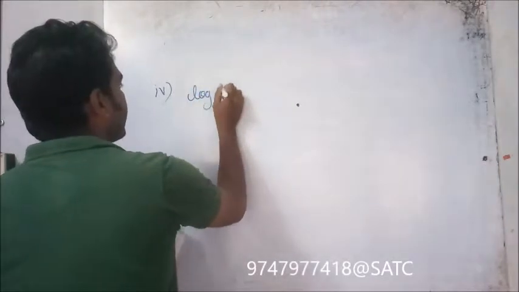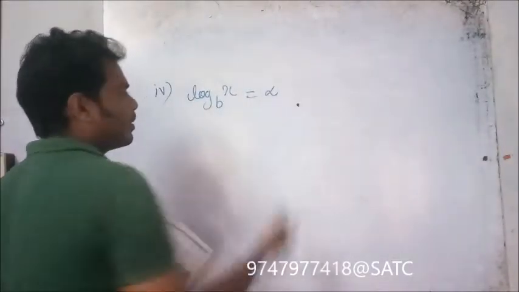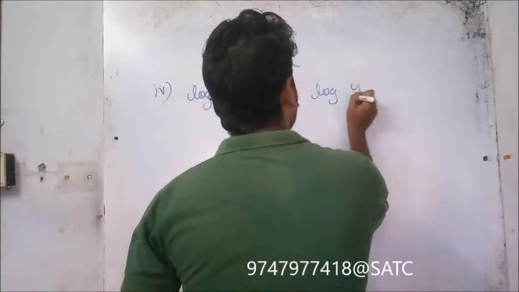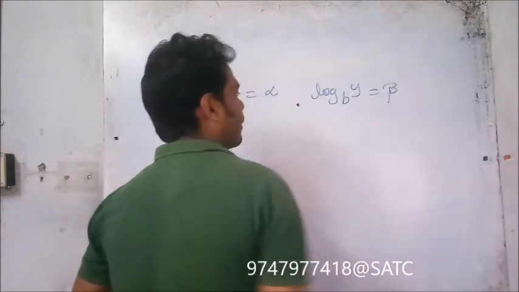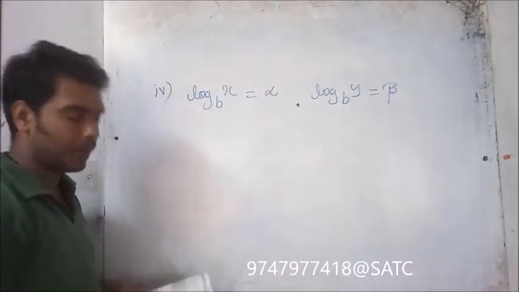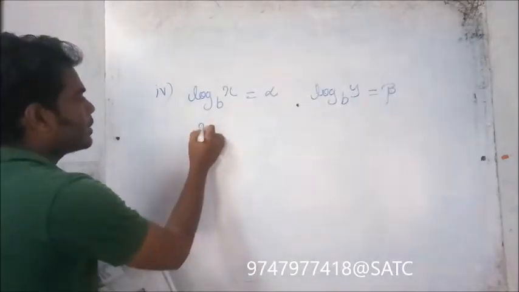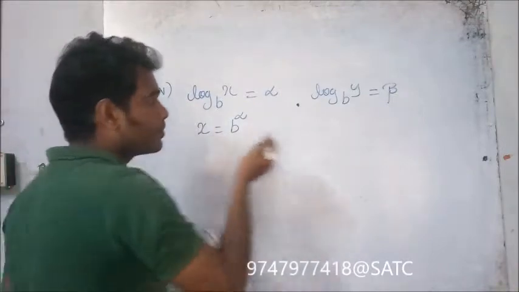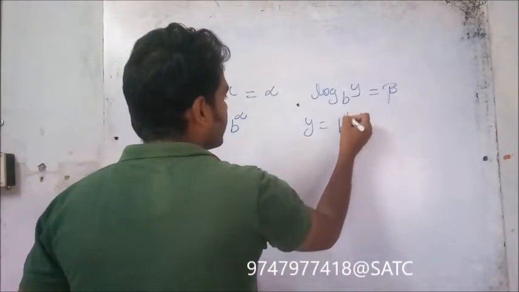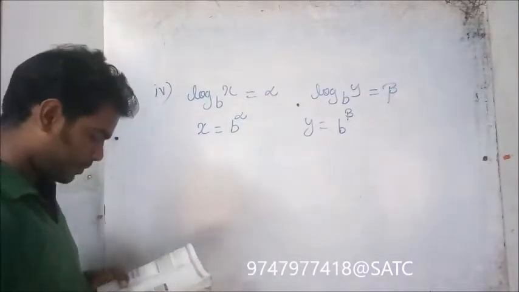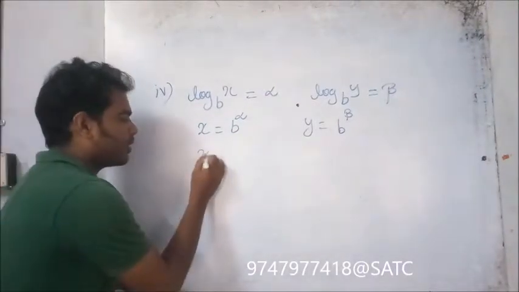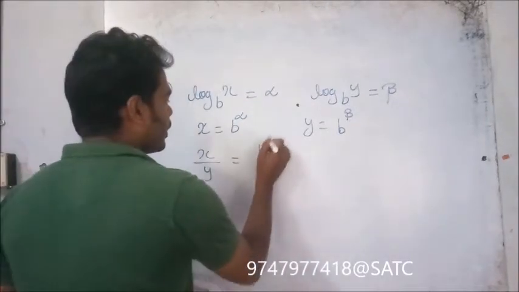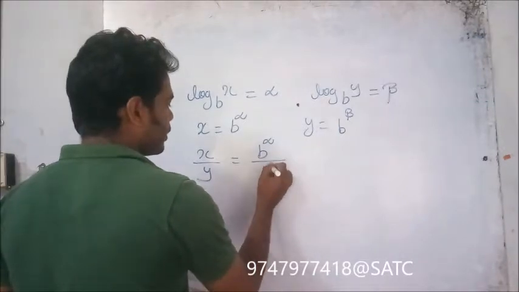Next, log x to the base b is equal to alpha, and log y to the base b is equal to beta. From these, x is equal to b raised to alpha, y is equal to b raised to beta. What about x by y? X by y is equal to b raised to alpha divided by b raised to beta.